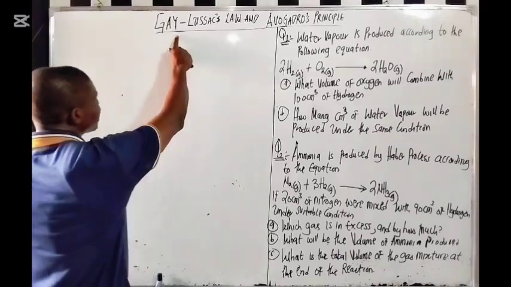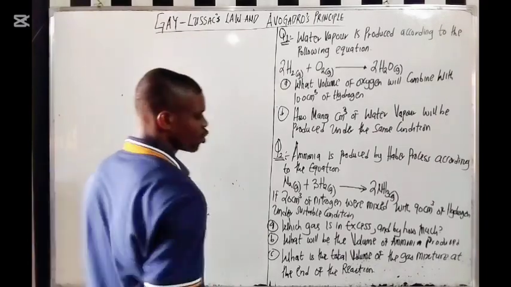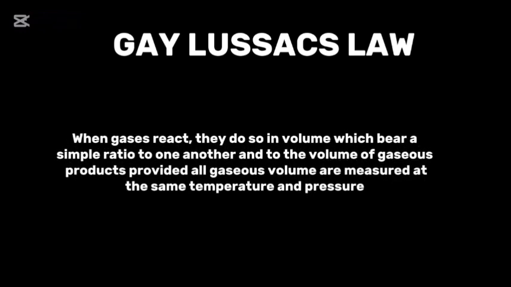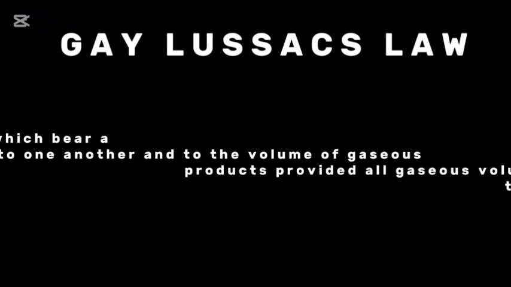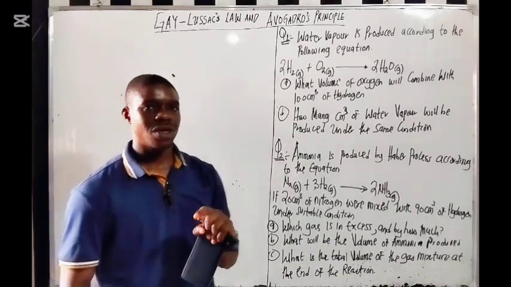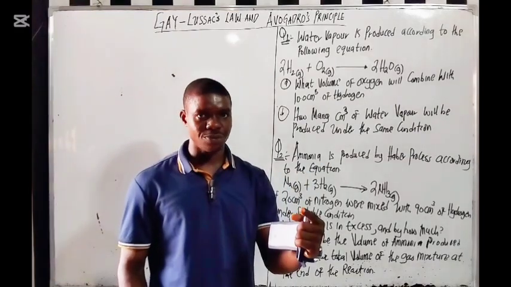So now let's understand Gay-Lussac's law and Avogadro's principle. Gay-Lussac's law states that when gases react, they do so in volumes which bear a simple ratio to one another and to the volume of gaseous products, provided all gaseous volumes are measured at the same temperature and pressure. That is Gay-Lussac's law. This law talks about the reacting volumes, right?